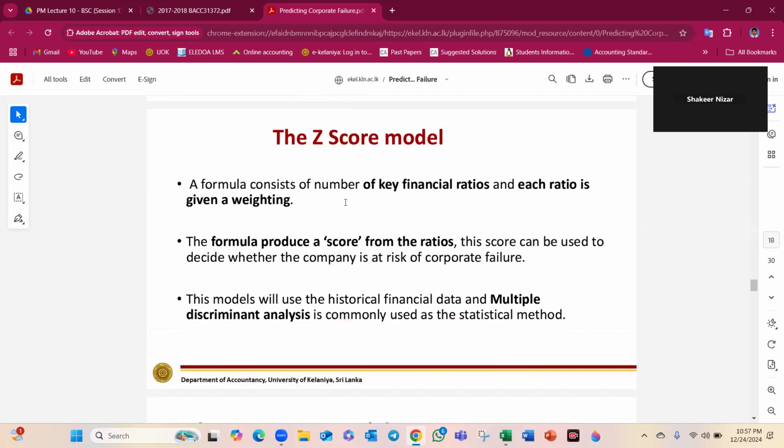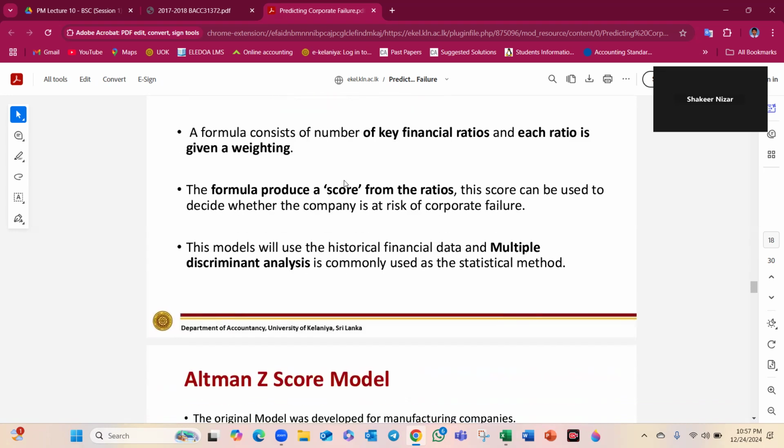The Z-score model is a formula consisting of five key financial ratios, and each ratio is given a weight. The formula produces a score from the ratios. This model uses historical financial data and multiple discriminant analysis, which is commonly used in statistical methods.